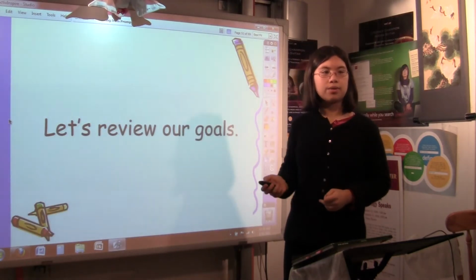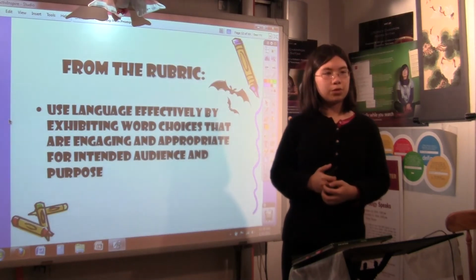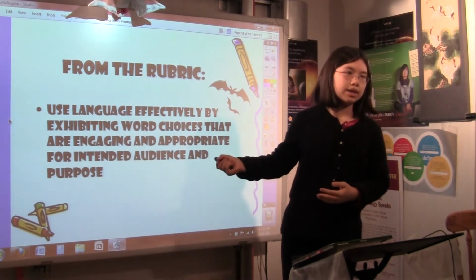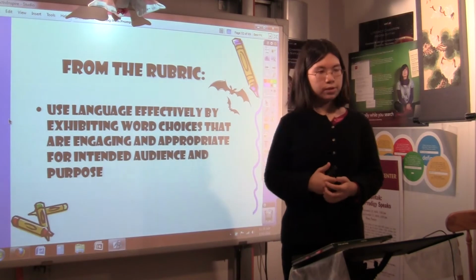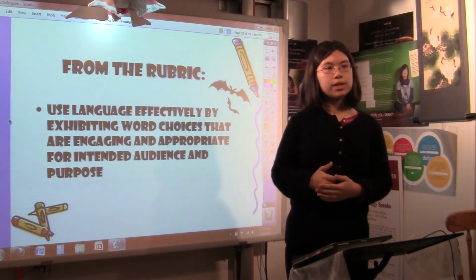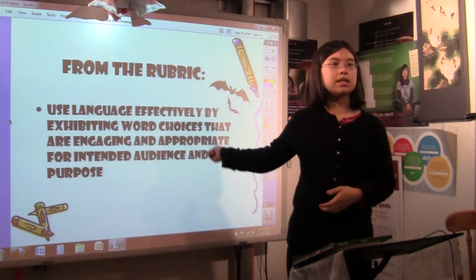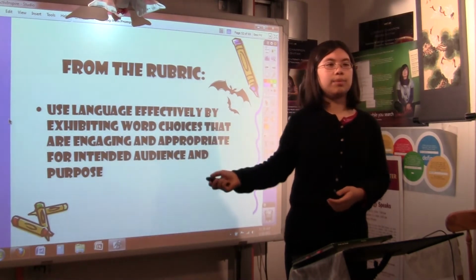Okay, let's review our goals from the rubric. So a rubric is something that you'll be graded by, and this is pretty big language, but this is what they use quite often, is evaluating you by word choice. Use language effectively by exhibiting word choices that are engaging and appropriate for intended audience and purpose. What does this mean, this whole giant paragraph? What does that mean?